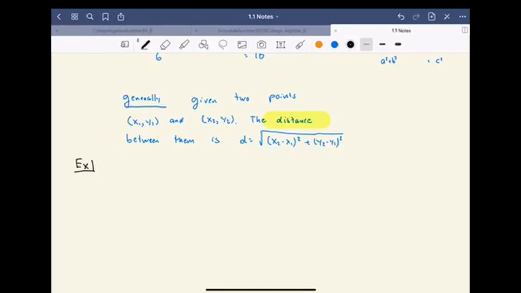Okay, let P be the point (M, B), and Q be the point (B, M). So we don't know what M and B are, but they're just arbitrary numbers. And we're going to find the distance PQ between the points.